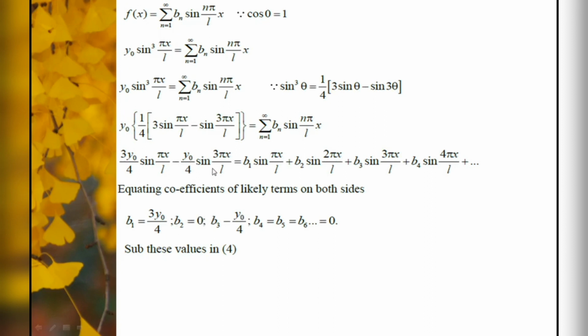Next term, there is a 3 pi x by L term with a sine, and here also we have a sine 3 pi x by L term. So let us compare b3 with its coefficient. Therefore b3 equal to minus y naught by 4, and we don't have the other terms, in the sense we are not having b4, b5 in the left hand side, so we have to take them as 0. So b4, b5 and so on, b6 are all equal to 0.